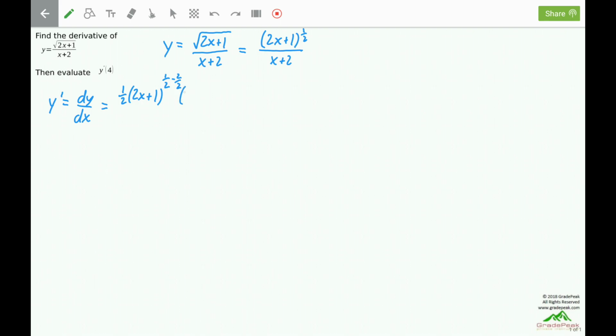times the derivative of the inside to complete the chain rule, that'll be a 2, times the denominator left alone, minus the numerator left alone, times the derivative of the denominator, which is a 1, and then that entire thing is over the denominator squared. Now, everything's multiplied, and the constants can be put together, so we'll have that 2 times that 1/2, which is 2/2, which will cancel to be a 1.